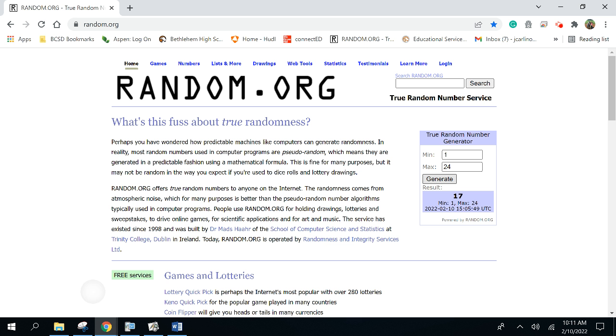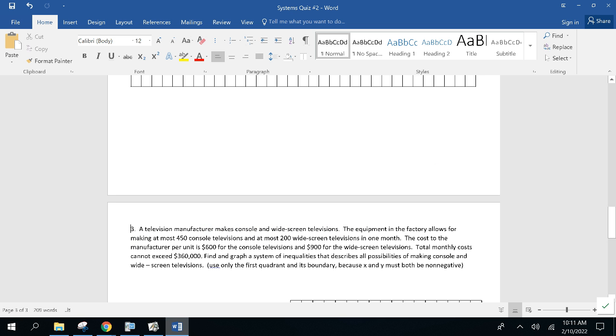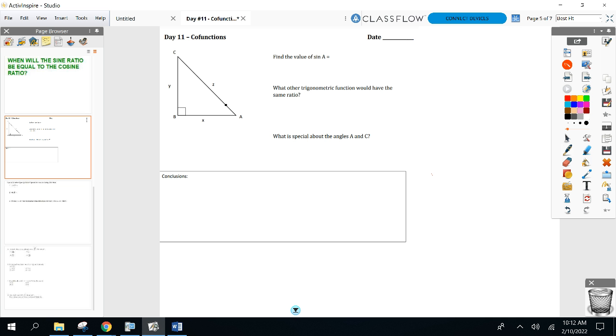All right, what do you got for me? What's the sine of A using x, y, and z? Sine of A, y over z, if you want to know where Adrian got that. Sine, opposite over hypotenuse. Opposite A is side y, hypotenuse is side z, y over z. Questions?